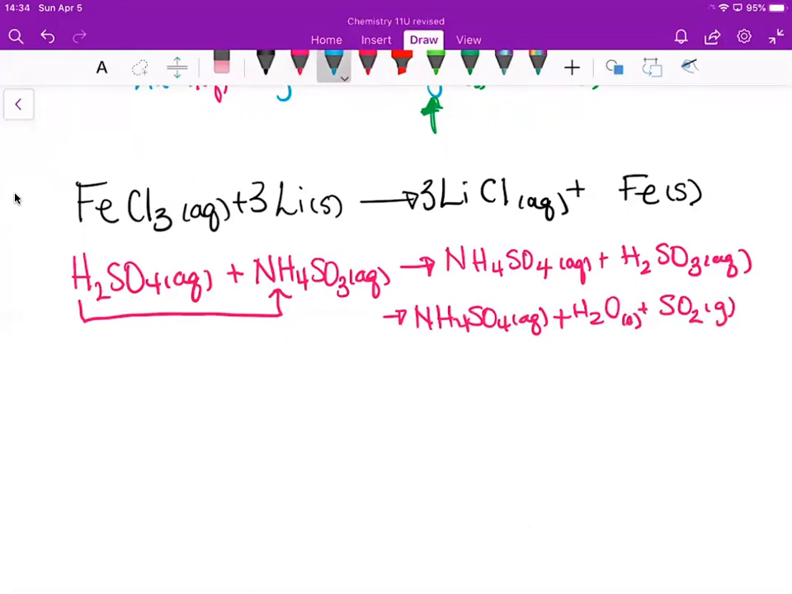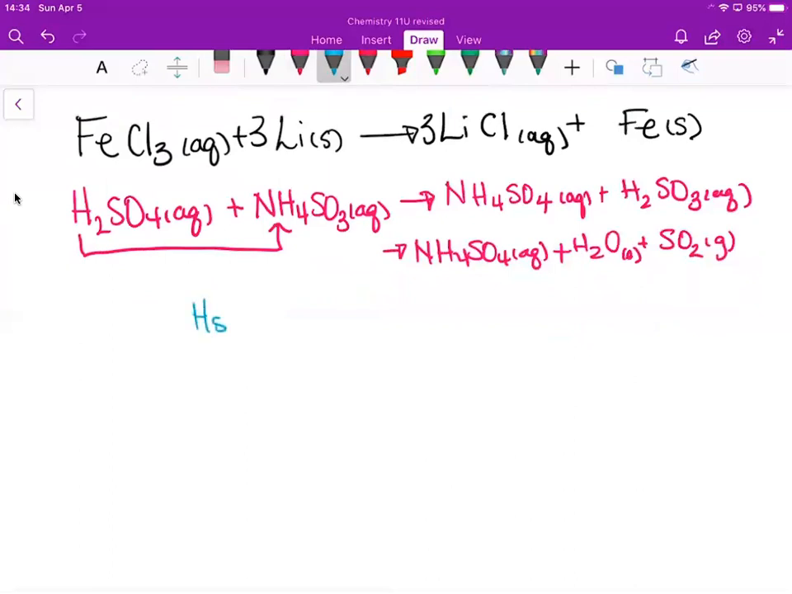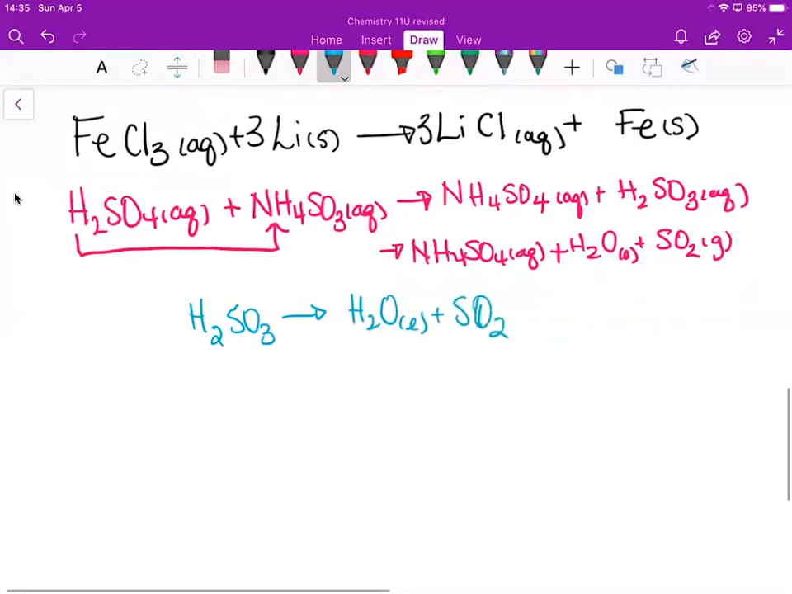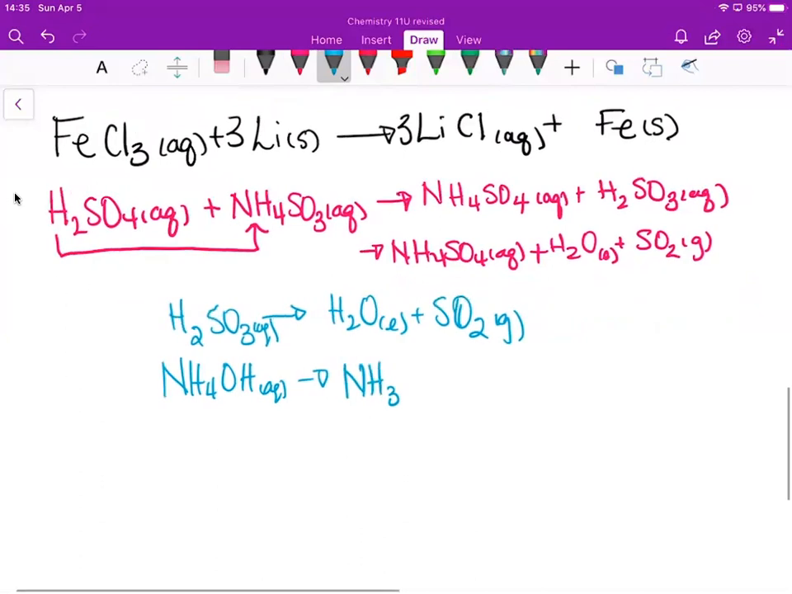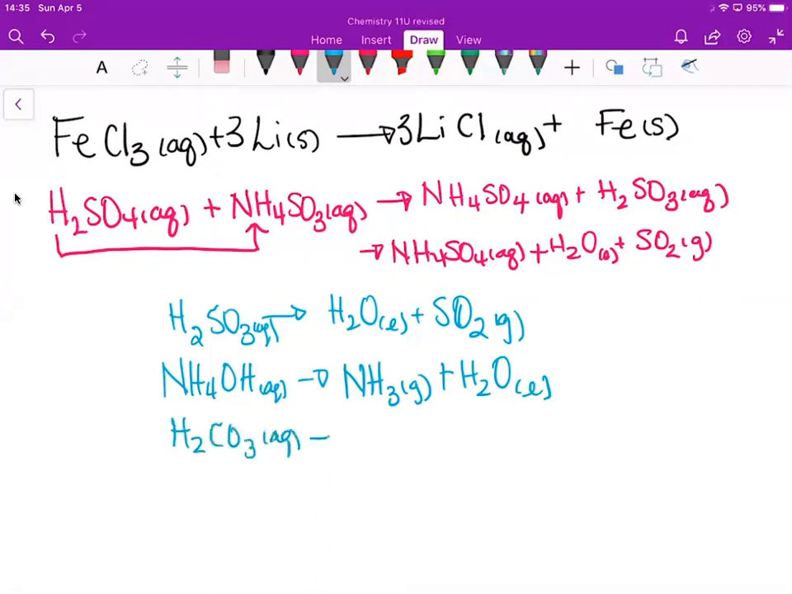You need to have knowledge that H2SO3 breaks down into H2O liquid plus SO2 gas, that NH4OH, which is aqueous, breaks down to NH3 plus H2O. This is a liquid, and NH3 is gas at room temperature. Again, that's why it breaks down. And then the last one that you have to know is carbonic acid. It breaks down to H2O liquid plus CO2 gas.